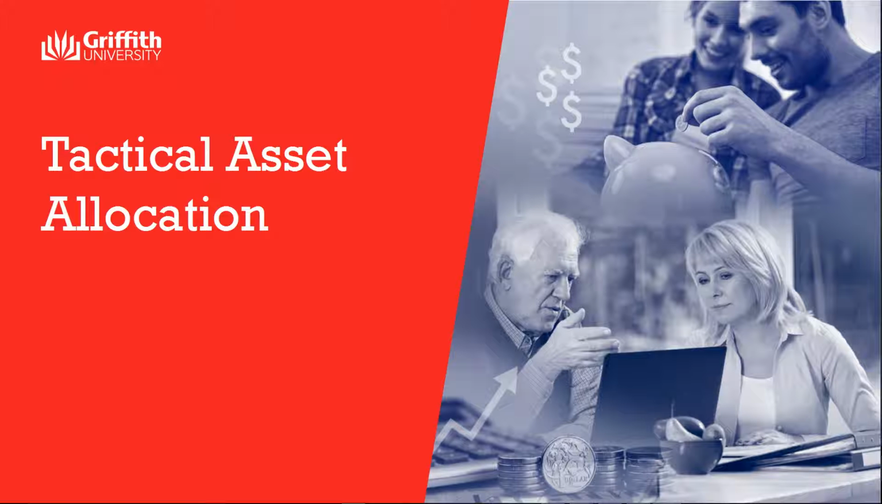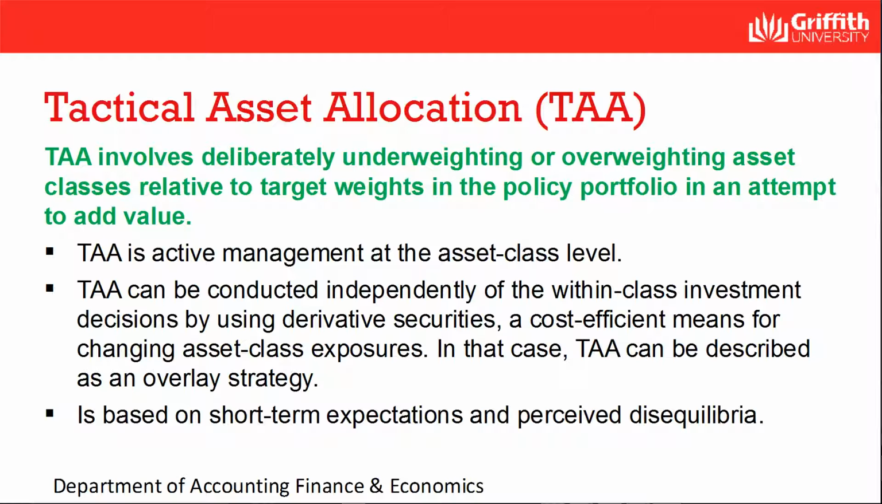This set of slides is on tactical asset allocation. So TAA, or tactical asset allocation, involves deliberately underweighting or overweighting asset classes relative to target weights in the policy portfolio in an attempt to add value. So it's active management at the asset class level.